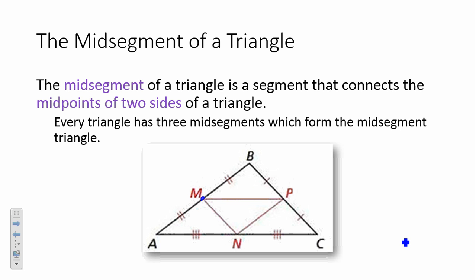So here's a midpoint of AB. So midpoint to midpoint is the midsegment. Okay? Midpoint to midpoint, midsegment. Okay? And midpoint to midpoint, midsegment. Okay? That triangle that I just formed with those three midsegments is called the midsegment triangle. Easy peasy?